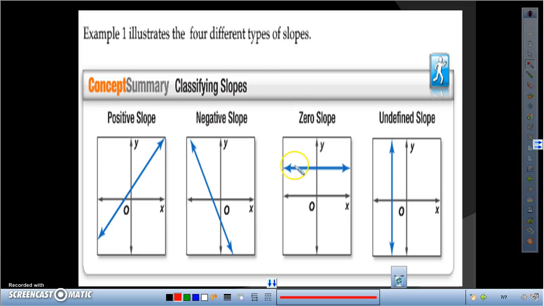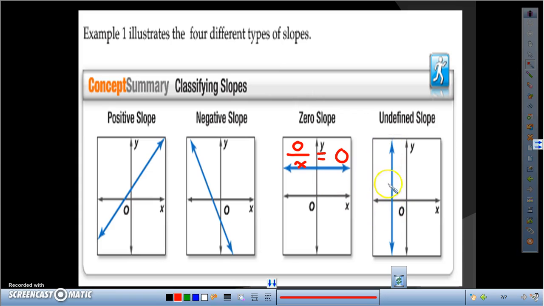Okay, the reason this is zero, if you'll notice, we're moving only along the x-axis, which means my y value is not going to change. So when I plug into my slope formula, I'm going to have a 0 in the numerator because I'm going to be subtracting the same number from itself. Well, 0 divided by anything is always going to be equal to 0. Okay, so all horizontal lines have a slope of 0.